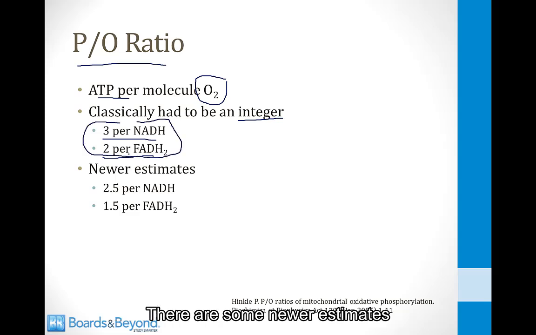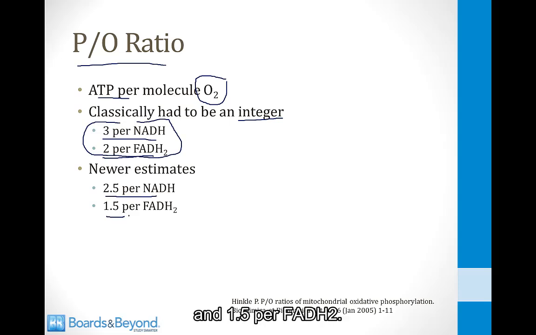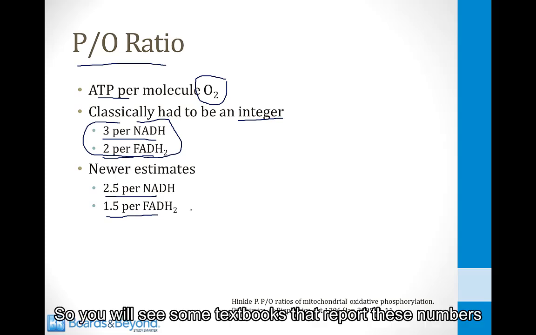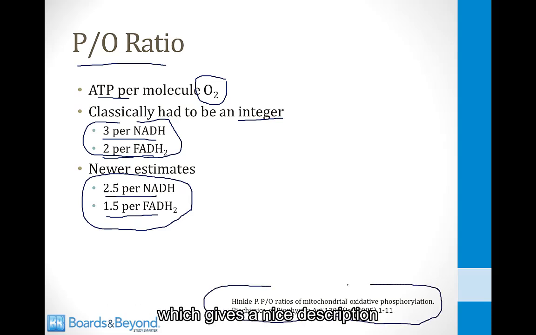There are some newer estimates that it may actually be closer to 2.5 per NADH and 1.5 per FADH2, so you will see some textbooks that report these numbers, and that can be confusing. I've listed a review article on the screen here which gives a nice description of how they determine the PO ratios and why they're reported differently.